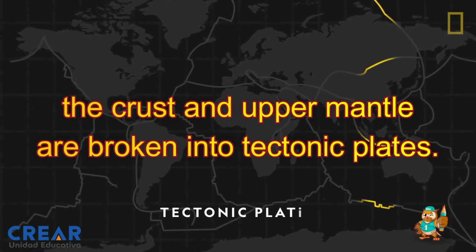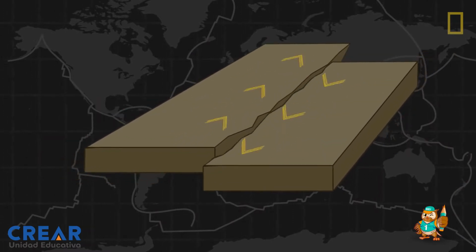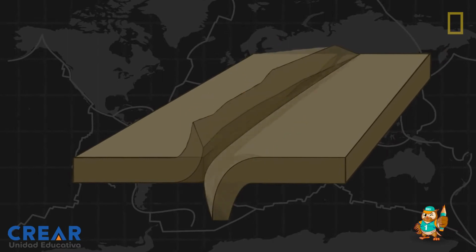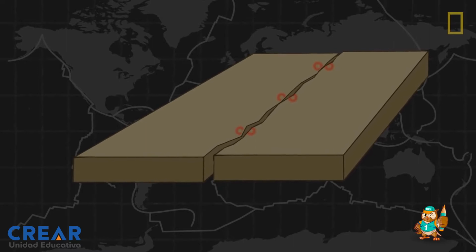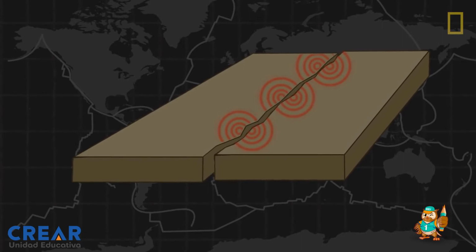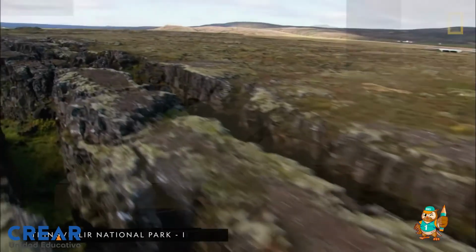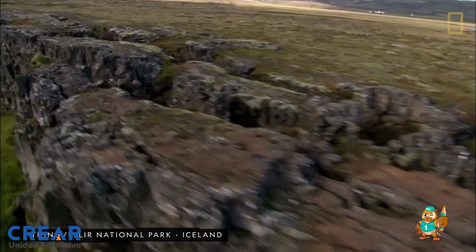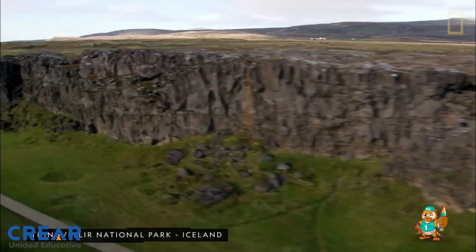The crust and upper mantle are broken into tectonic plates, kids. These tectonic plates separate, so those are part of the crust. When the tectonic plates move, they create an earthquake. In that moment, the tectonic plates are creating an earthquake. And all of these faults, todas esas fallas, are visible, and you can see it in this moment.